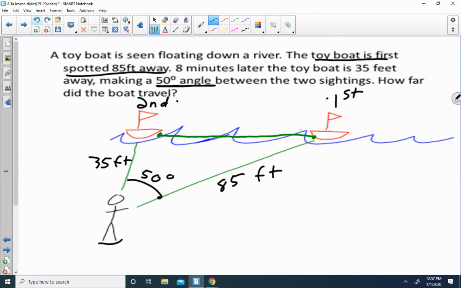Again, how can this kid deduce this? How can he deduce 85 feet, 35 feet, and 50-degree angle between the 2 sightings? That must be some really nice app. I need to figure out what this app is, whatever name it's called.